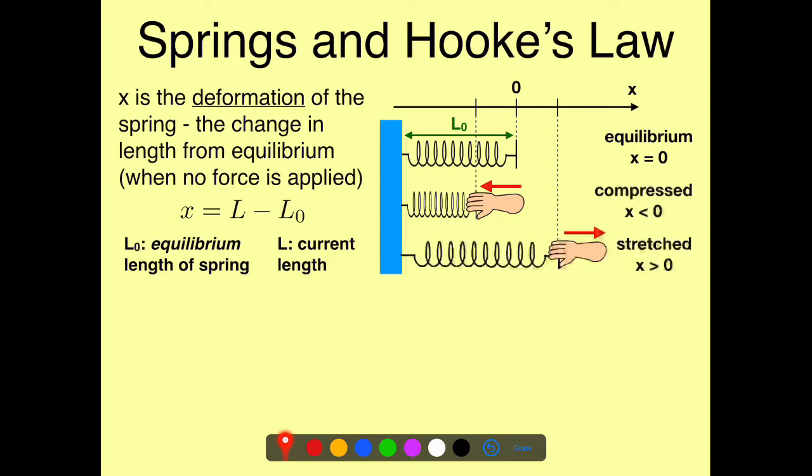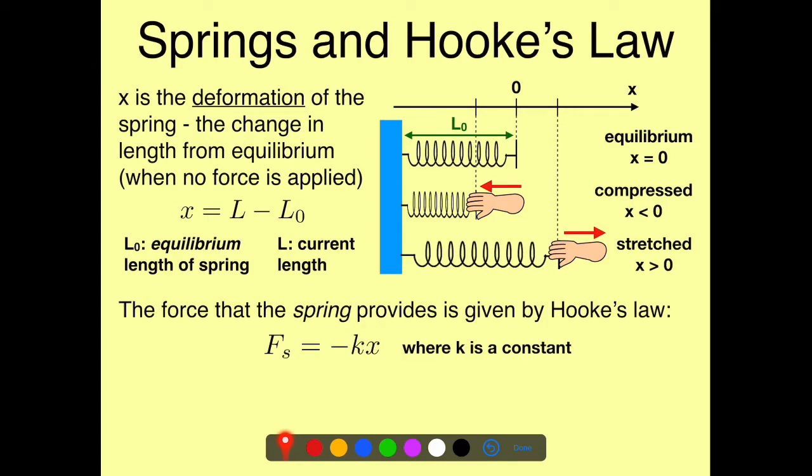X comes out to a positive number. Okay? So now that we understand what x is, we can now get an equation for the force that the spring applies. So the force that the spring provides is given by Hooke's law. And Hooke's law says that the spring force, Fs, is equal to minus k times x. So this says exactly what we want it to say. The spring force is proportional to the deformation x, and k is just a constant of proportionality.